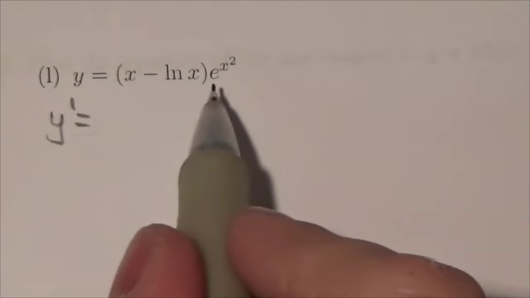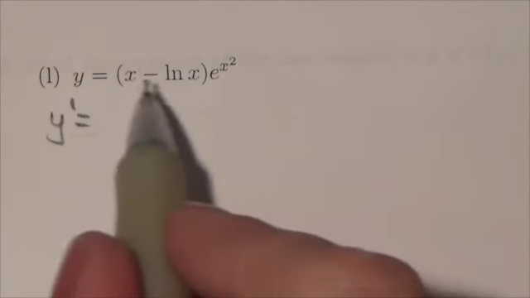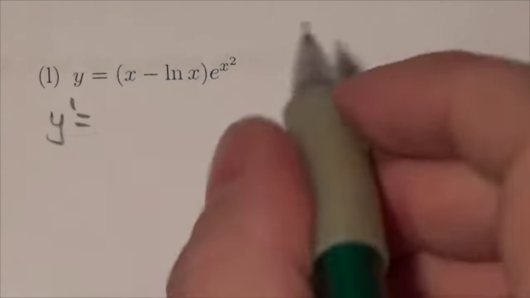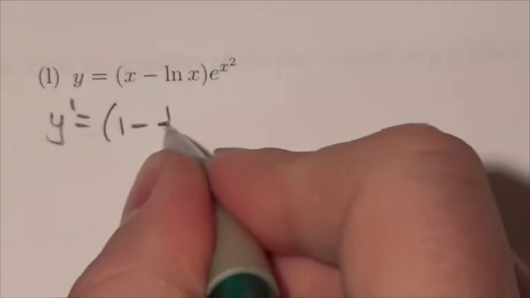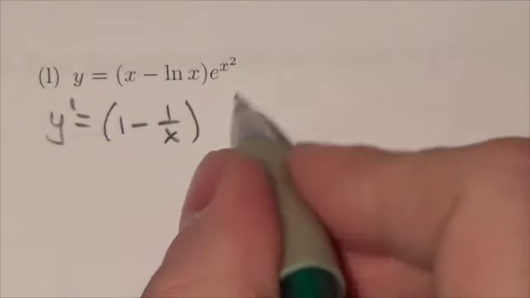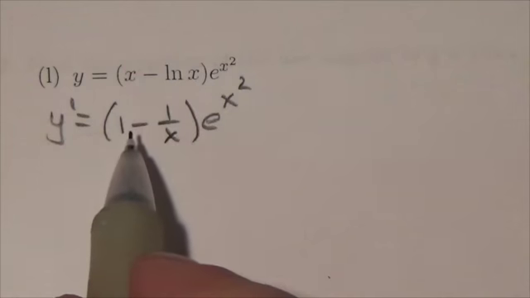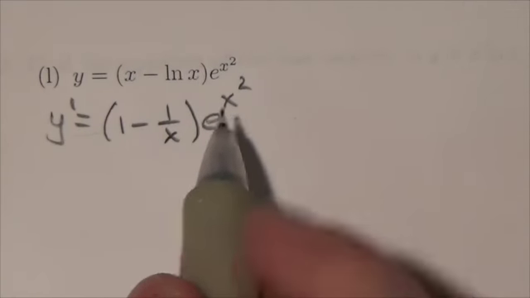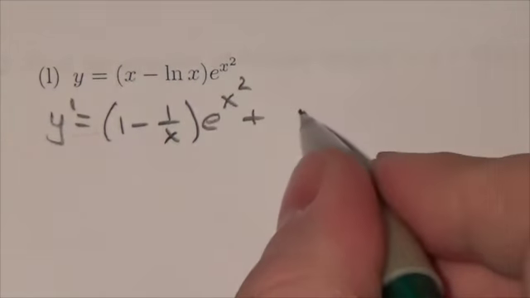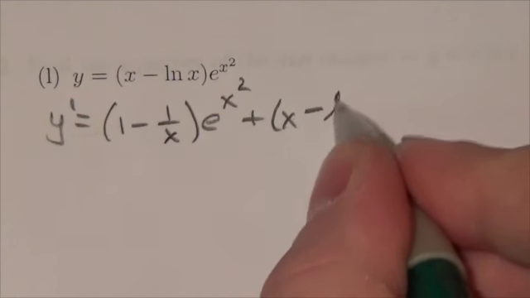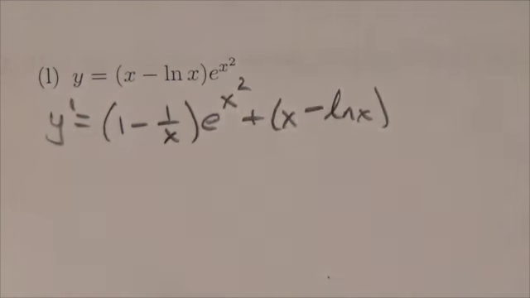So I've got two terms here, or sorry, two factors. The derivative of x minus natural log of x will be 1 minus 1 over x. And I'll multiply that by e to the x squared. So that's the derivative of the first factor times the second factor, plus the first factor, x minus the natural log of x, times the derivative of the second factor.